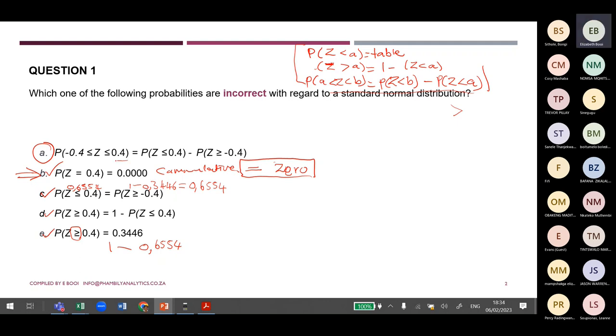So if you look at this one, it is just asking you to take this equation, convert it into that format, and see if it looks exactly the same as this. Now, our B is 0.4, so it will be the probability of Z less than 0.4. Our A is minus 0.4, so minus the probability of Z less than minus 0.4. So you can see that the sign is incorrect in terms of this. The sign should have been less than or equal.